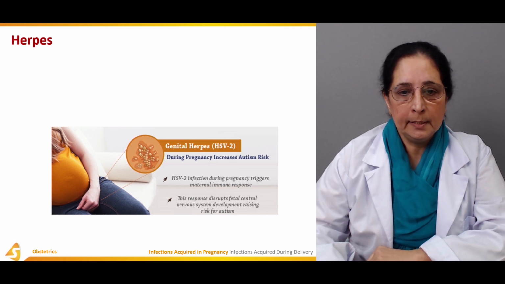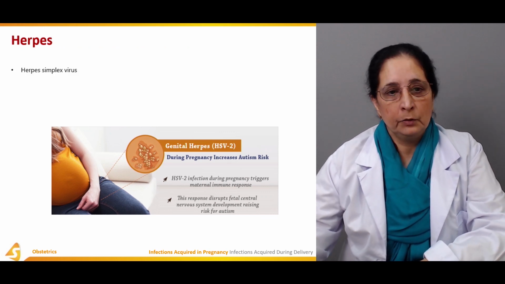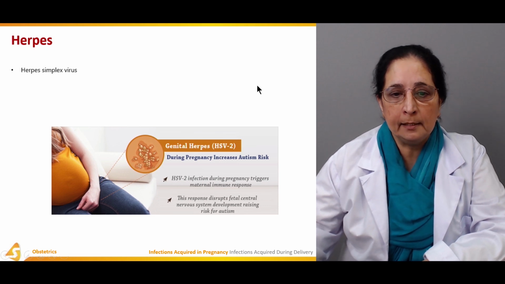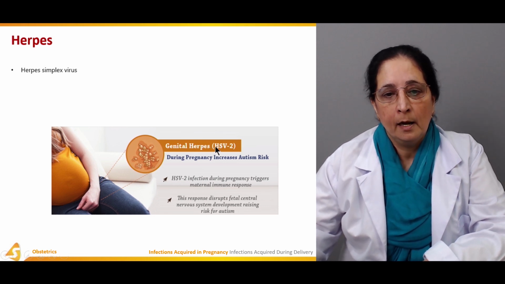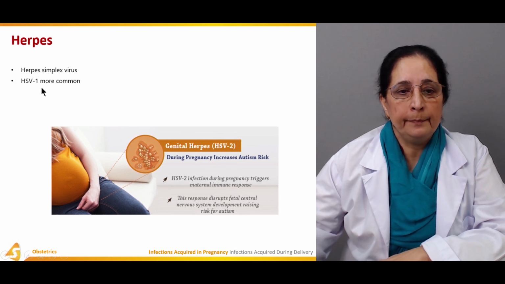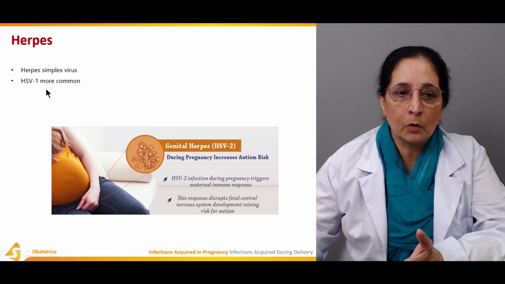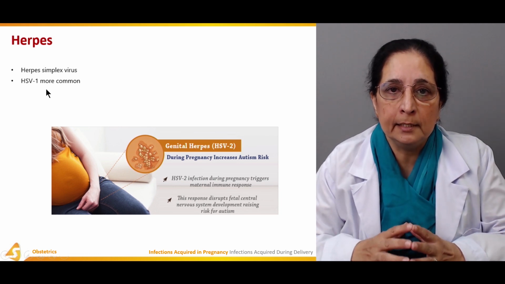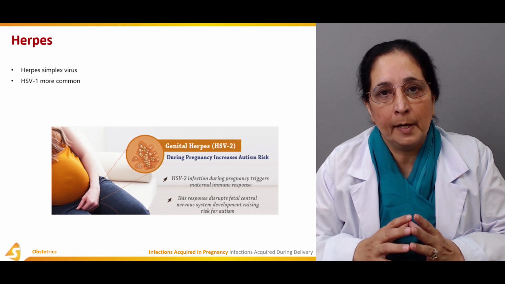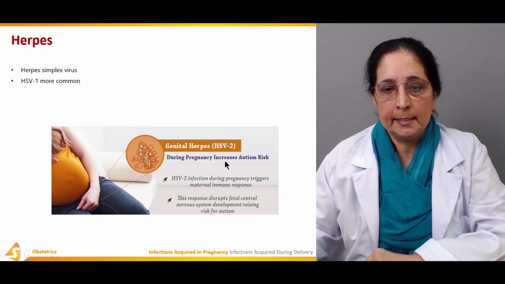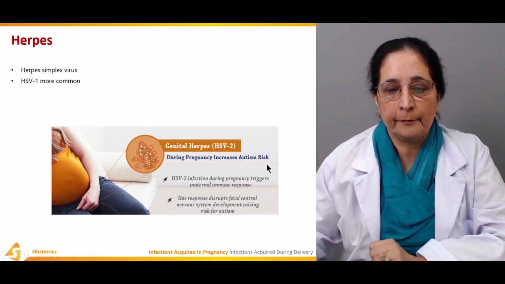So the herpes infection, usually the herpes simplex virus, but the genital herpes is caused by herpes simplex virus 2. Herpes simplex virus 1 is the more common herpes infection, but genital herpes is caused by herpes simplex virus 2. During pregnancy it increases autism risk.